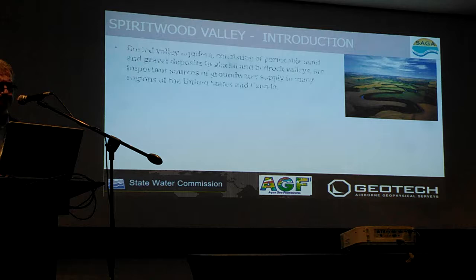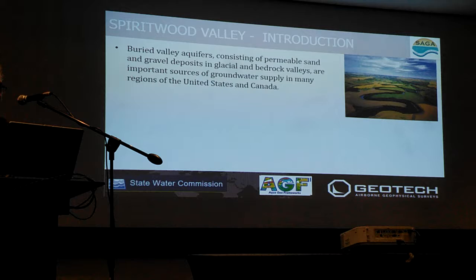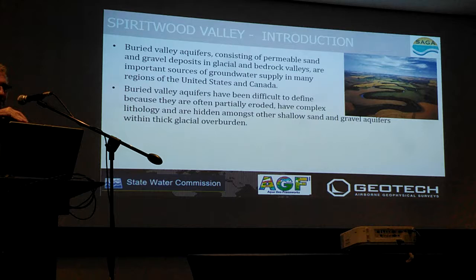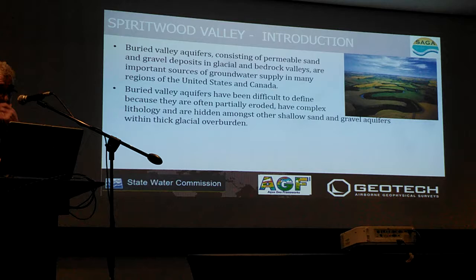Now I get on to my Spiritwood Valley presentation. So buried valley aquifers consisting of permeable sand and gravels in glacial and bedrock valleys are an important source of groundwater in Canada and the United States as well. And buried valley aquifers are actually difficult to define because they're partially eroded. You can't see them, right? They can be overprinted by various glacial and lacustrine deposits in Canada and the northern United States, right? And oftentimes they're hidden amongst other sand and gravel aquifers in the thick overburden cover.